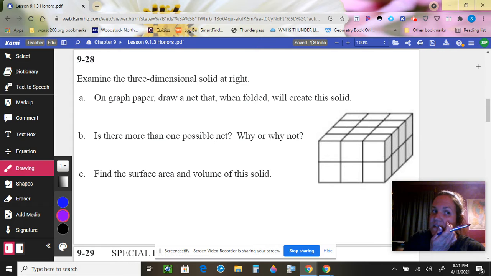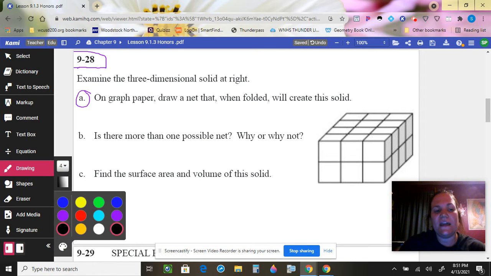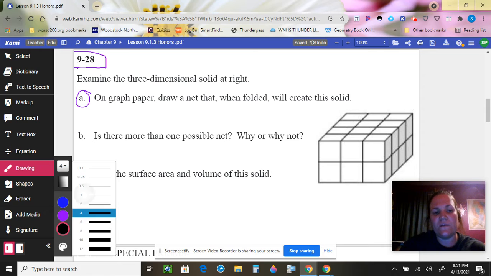I would not draw this in your notes, but maybe if you guys want to label this as problem 9.28 in your notes, part A, we are going to draw a net. So I'm not worried about the graph paper, but I am going to ask you guys to draw the net. So I'm going to try and highlight where the faces are.